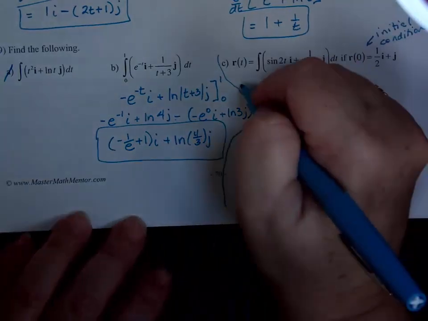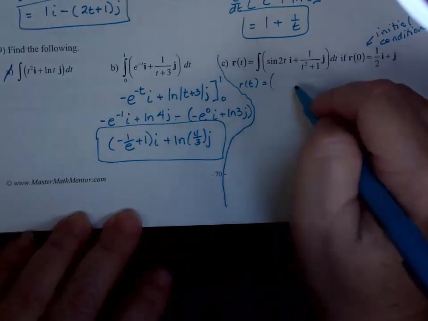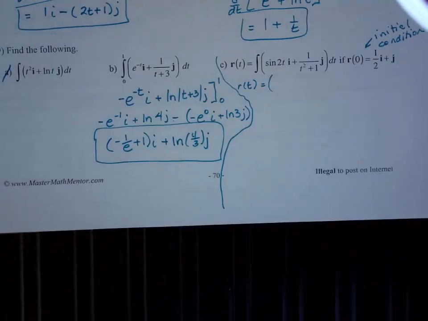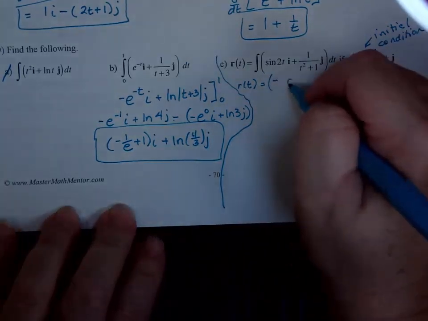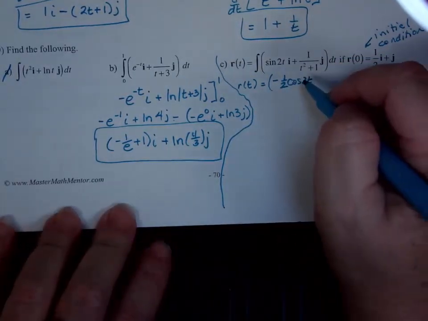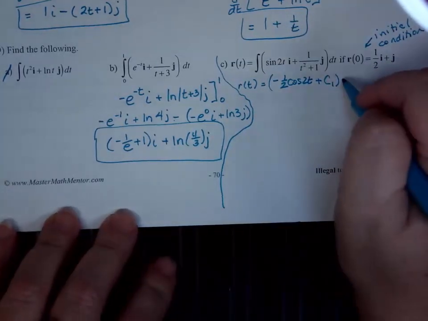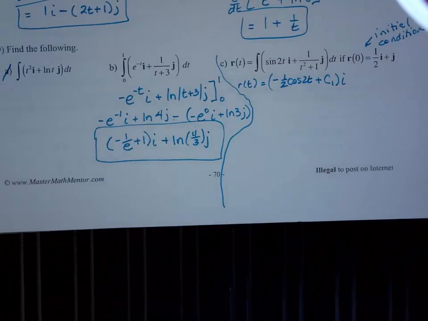So r of t is going to be, parentheses, what is the antiderivative of sine of 2t? Almost. Oh, I mean negative. It's going to be negative cosine of 2t, but it needs a 1/2 in the front to balance out the 2 that would come out of it. Put a plus c1 afterwards, and then an i. So the i term gets its own c value.